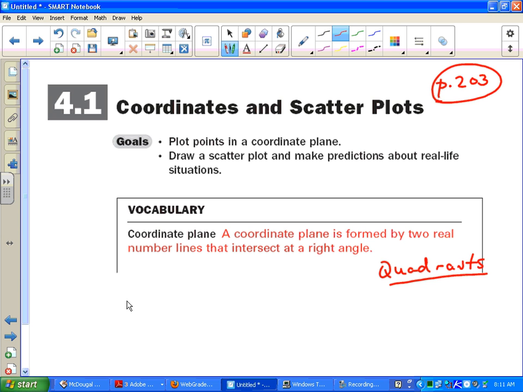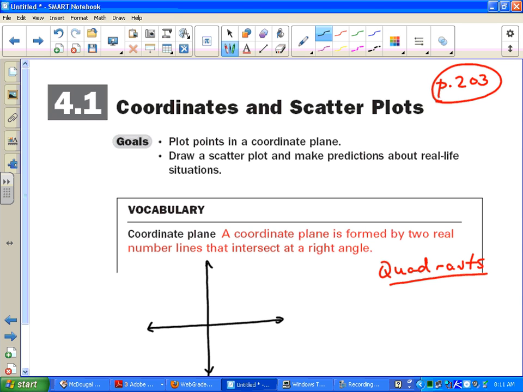First definition we have is a coordinate plane. A coordinate plane is formed by two real number lines that intersect at a right angle. A simple coordinate plane would look something like this. Two real number lines that intersect at right angles.